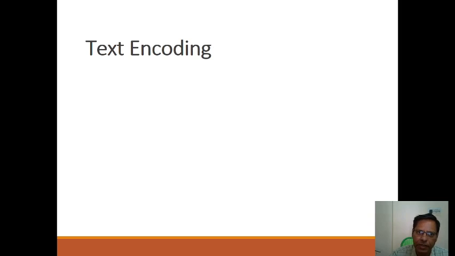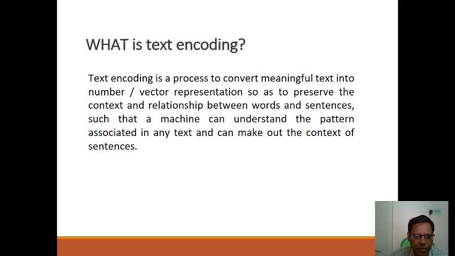Okay, next topic is text encoding. What is text encoding? Text encoding is a process to convert meaningful text into number or vector representation so as to preserve the context and relationship between words and sentences, such that a machine can understand the pattern associated in any text and can make out the context of sentences. When you are giving a statement, based on the statement we are able to get the information, but that statement is converted into encoding and decoding. Yesterday also we have seen encoding, decoding.